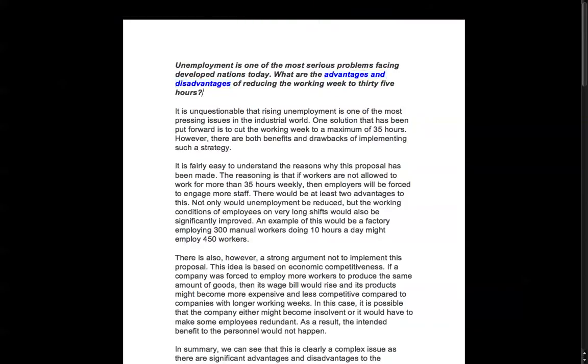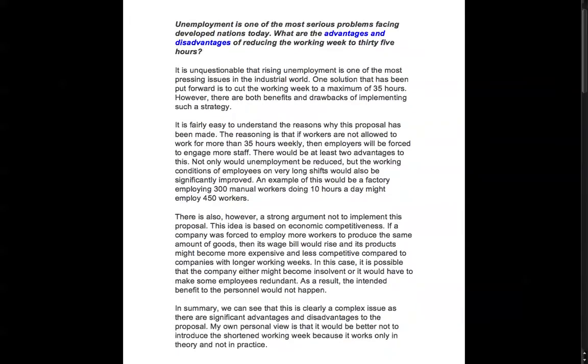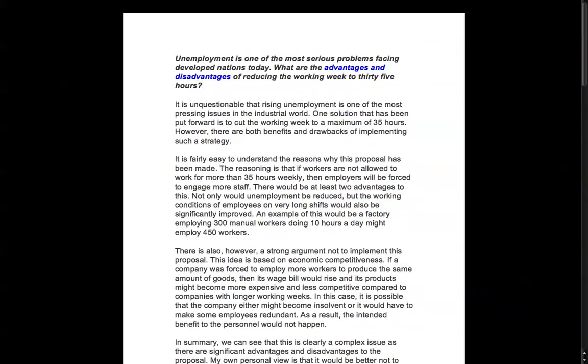So basically, we're looking at an introduction that gives some background information. We're looking at a thesis that says that we are going to give advantages, disadvantages. We're looking at two body paragraphs, one that focuses on advantages and one that focuses on disadvantages. And then we're looking at a conclusion. And of course, when we're writing a discursive essay, it's very important to give our own personal opinion in the conclusion. Let's have a look at the introduction.